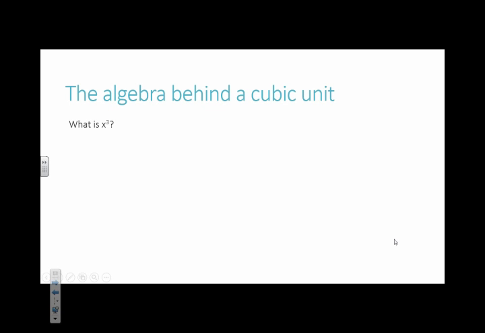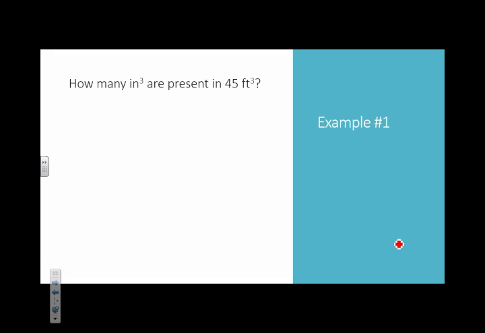So, when we talk about a cubic unit, we're talking about something that's cubed. And if you think about your algebra, you probably remember that x cubed was really x times x times x, right? That was equal to x to the third power. So if I have centimeters cubed, then that's the same as saying centimeters times centimeters times centimeters. So that means if I want to cancel centimeters cubed, then I have to cancel 3 centimeters. And that will shape how we approach these problems.